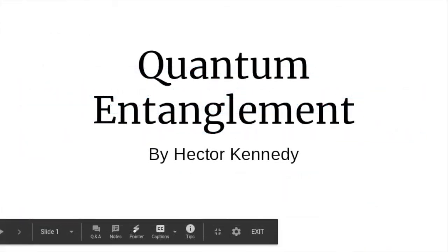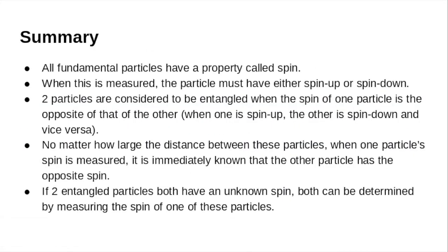Quantum entanglement. A summary of quantum entanglement. All fundamental particles have a property called spin, and when this spin is measured, the particle must either have spin up or spin down. Two particles are considered to be entangled when the spin of one particle is the opposite of that of the other.